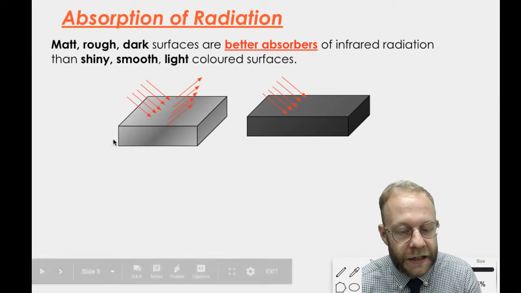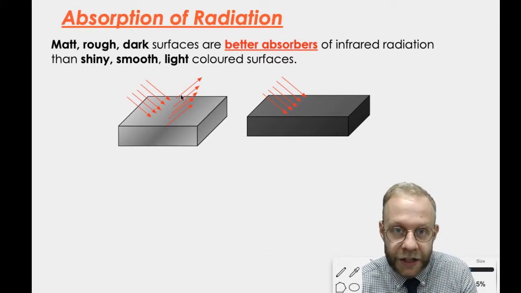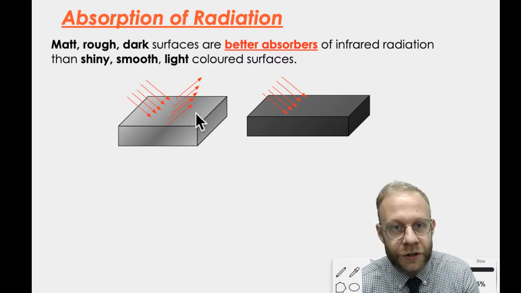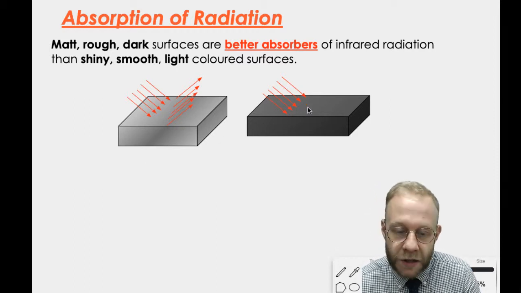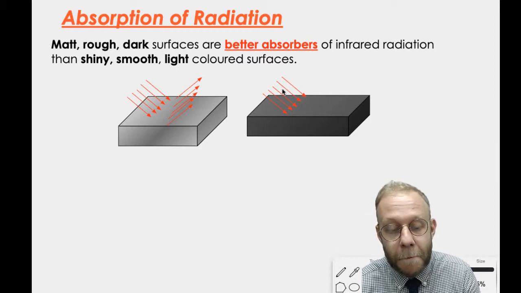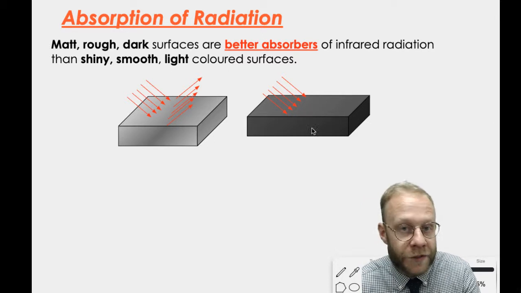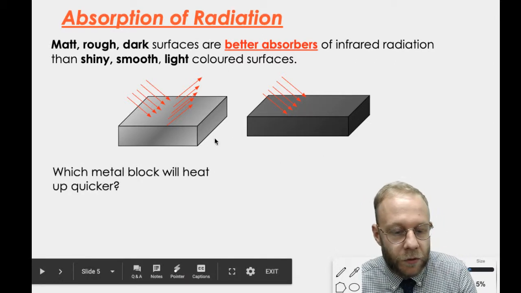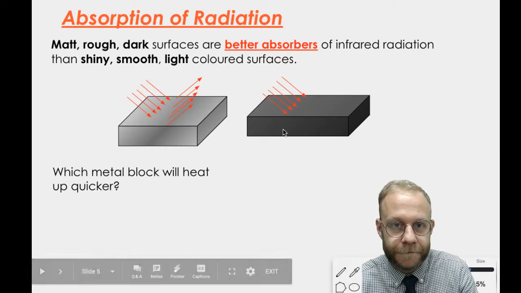A shiny, smooth, light-coloured surface, like a mirror or a shiny, smooth piece of metal, will reflect infrared radiation just the same way that it reflects light. Something that's dark, rough, and matte, so not shiny, will absorb radiation. Just like if you look at a black piece of paper, you won't be able to see your reflection in it. So, which metal block is going to heat up faster?